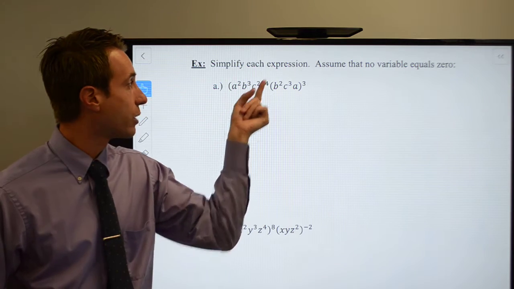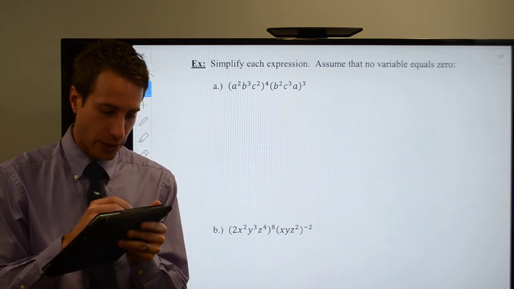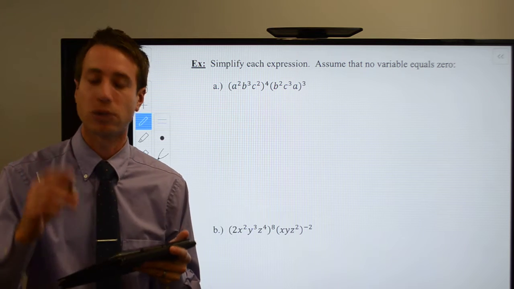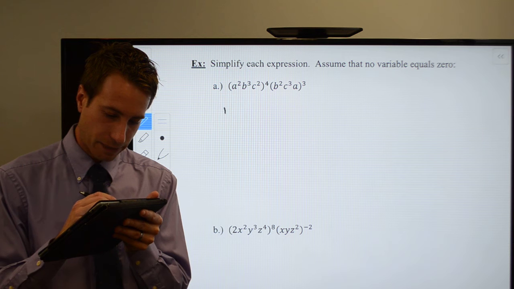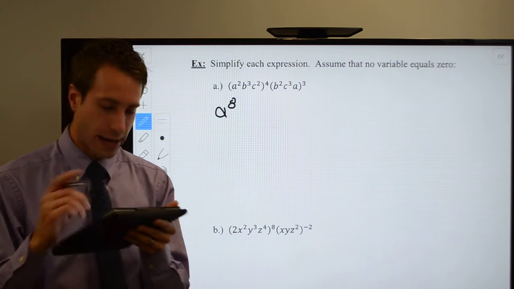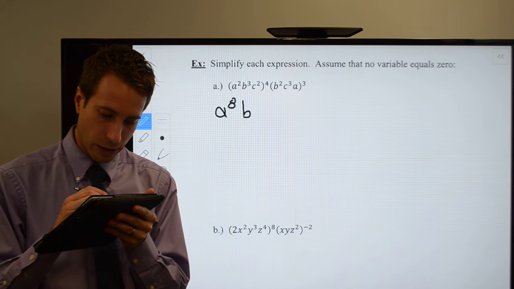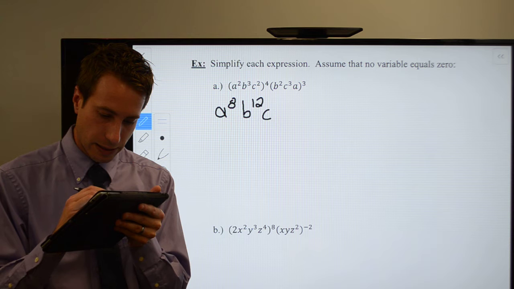I have a quantity raised to a power. I have a quantity raised to a power. So everybody gets raised to that power. Powers of powers means we multiply exponents. So 2 times 4, I now have an A to the 8th. 3 times 4, I now have a B to the 12th. And 2 times 4, I now have a C to the 8th.